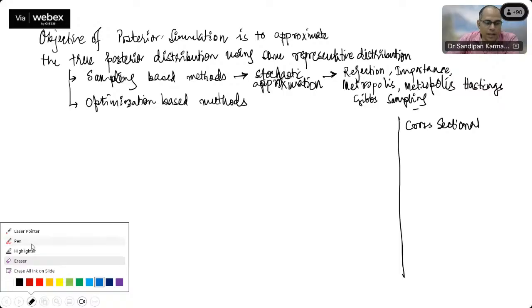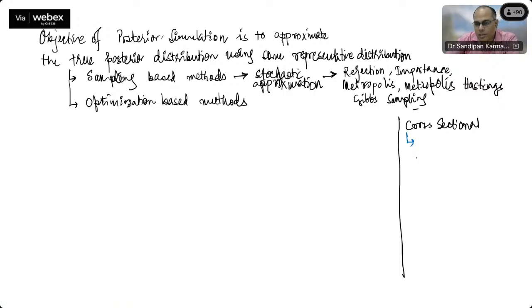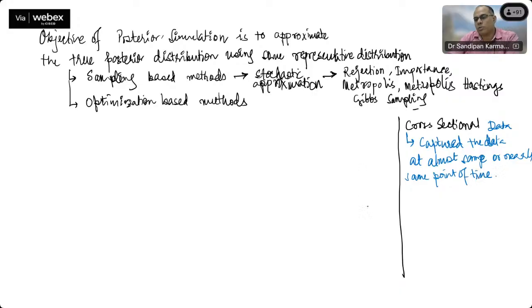So cross-sectional data is basically telling that we captured the data at almost the same or nearly the same point of time. Okay, so suppose let me give you the example of our census.